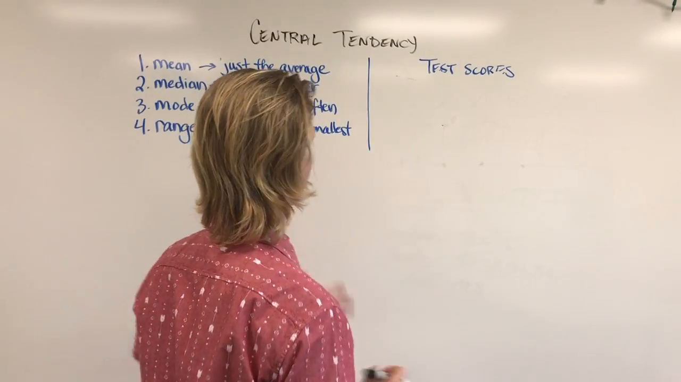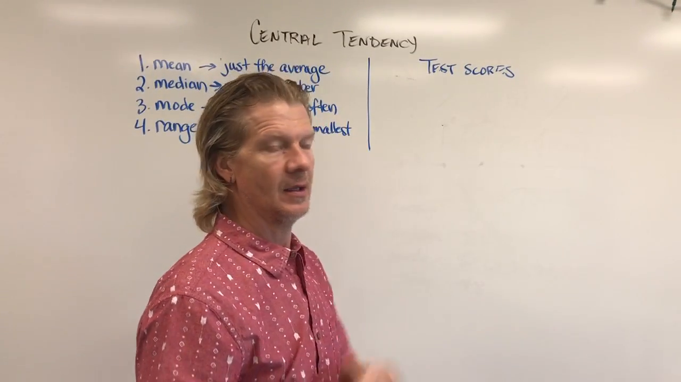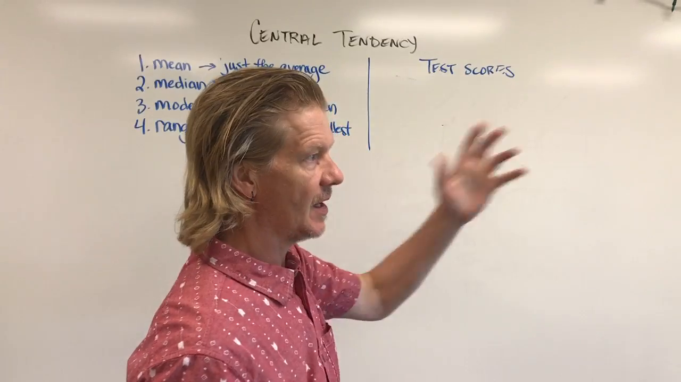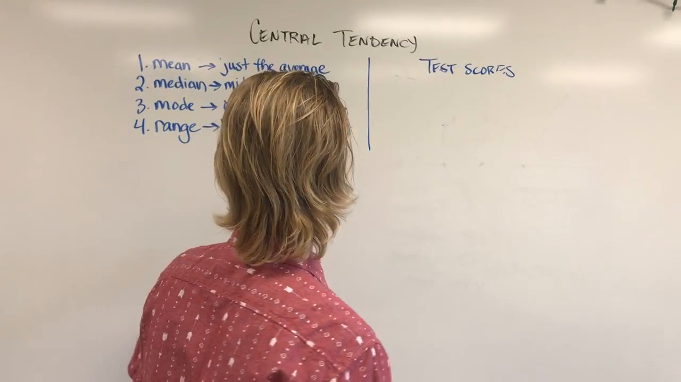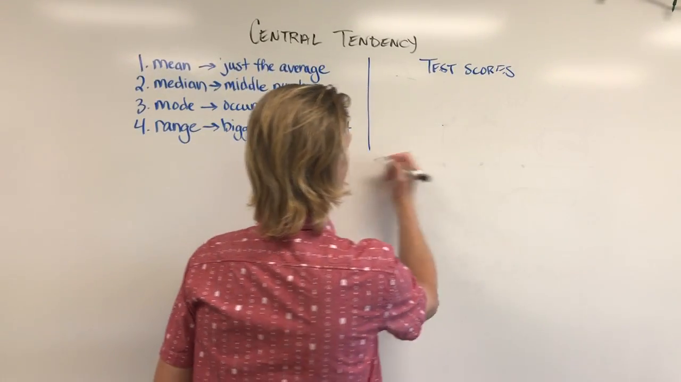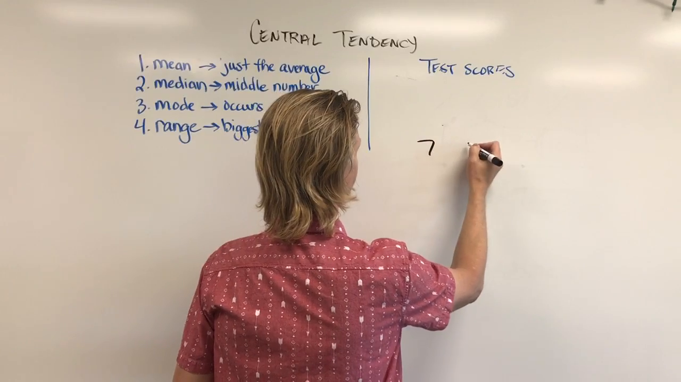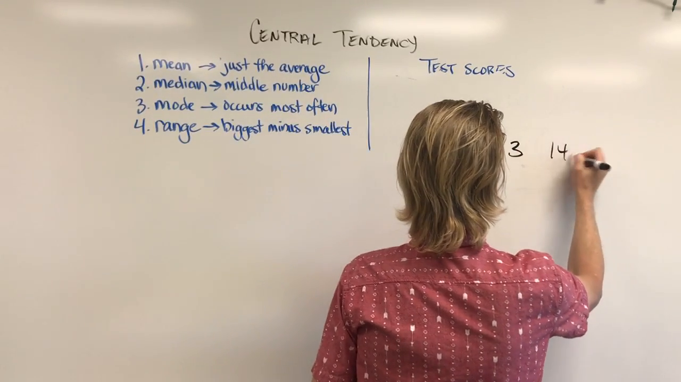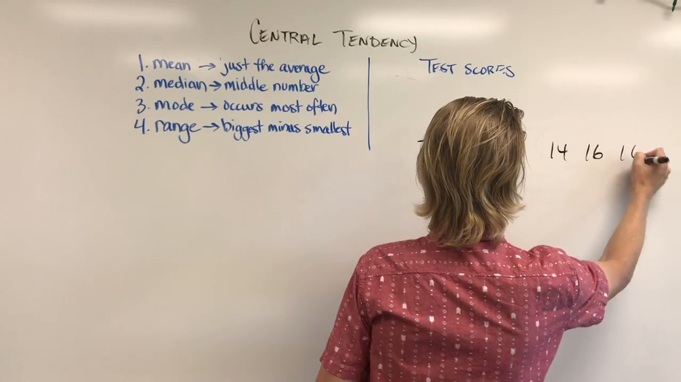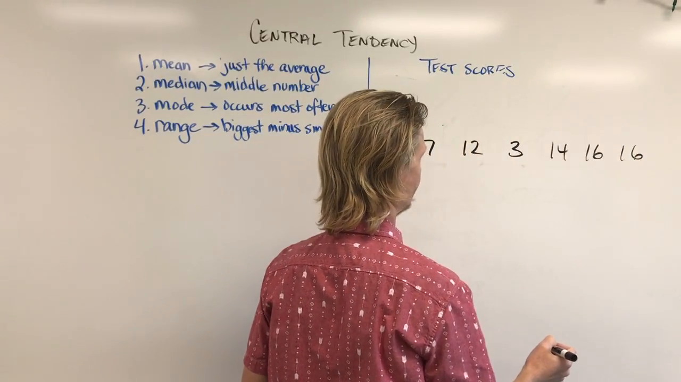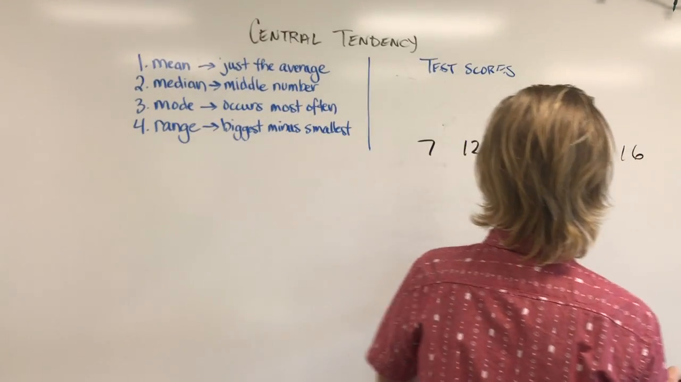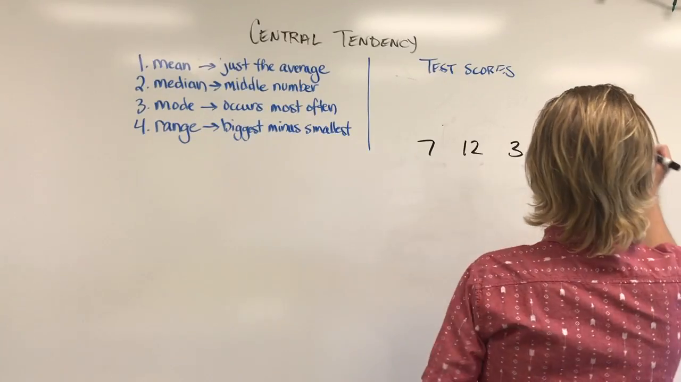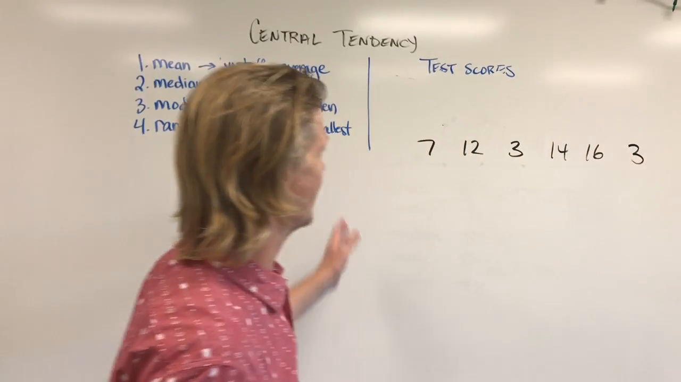What if my numbers were, and maybe this could be anything, ages of kids playing in the playground, it could be anything. So let's just make up some numbers. Let's have 7, 12, 3, 14, 16, 16. Actually, let's do another 3 here. Okay. So there are 6 numbers here.